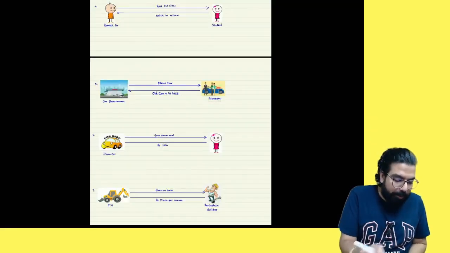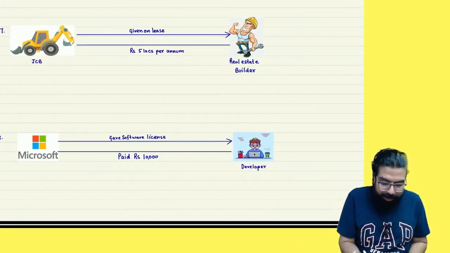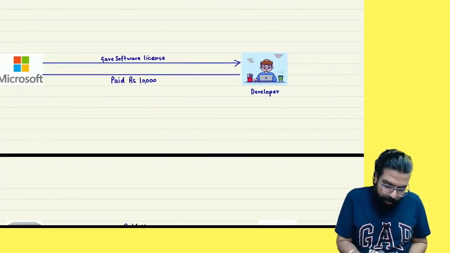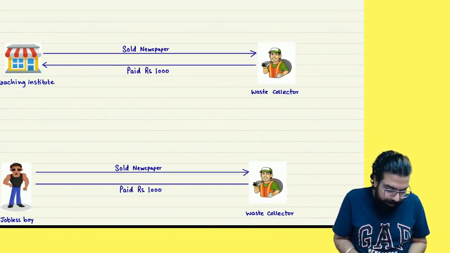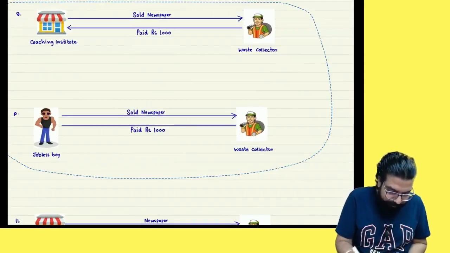People, are you guys able to understand from both angles now? This we have already understood. The lease example I gave you already. The software example I already gave you. Chalo, the coaching institute example. Okay, two examples are there.